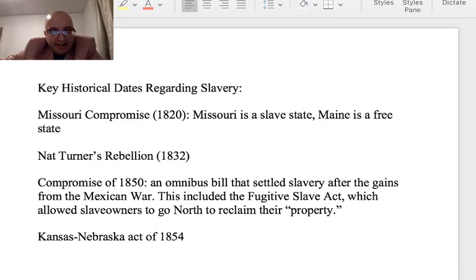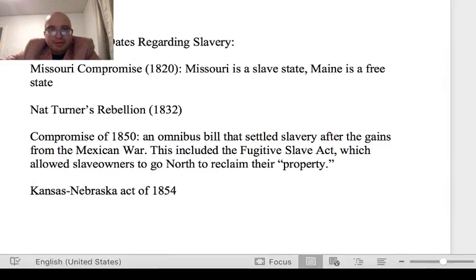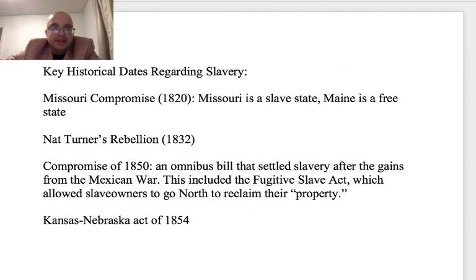Then we had the Kansas-Nebraska Act of 1854. You guys have probably heard of Stephen Douglas and Abraham Lincoln's debates. Stephen Douglas was the senator who helped pass the Kansas-Nebraska Act of 1854. He said that states should have popular sovereignty to decide whether they want slavery or not. Basically, let's leave it up to the people in the state to decide.